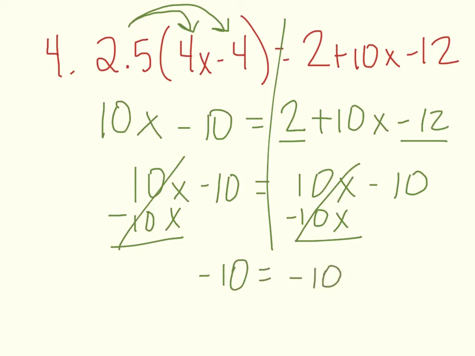Now if you look, my variables are gone. Okay, they canceled out on both sides, so all I'm left with is numbers. So I look at my numbers. Does negative 10 equal negative 10? Yes, so we call that identity. So if your variables cancel out, it's either a no solution or it's an identity problem. All right, let's try one more.